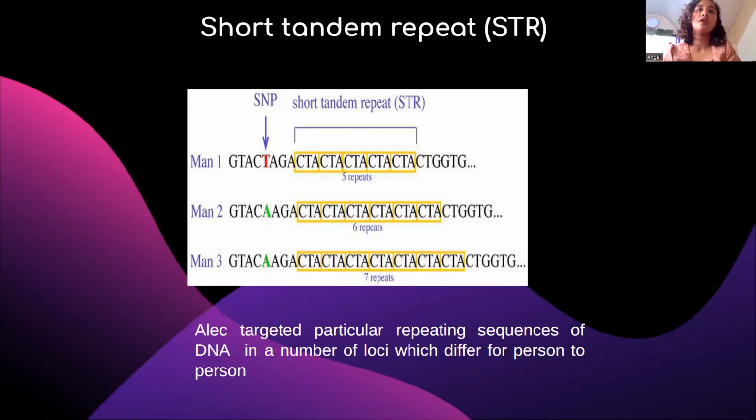So notice in a loci, in a certain portion, the tandems repeat a different number of times. In this loci, in man 1, this segment repeats 5 times, this CTA in this man. In man 2, it repeats 6 times, so this makes them unique, okay?